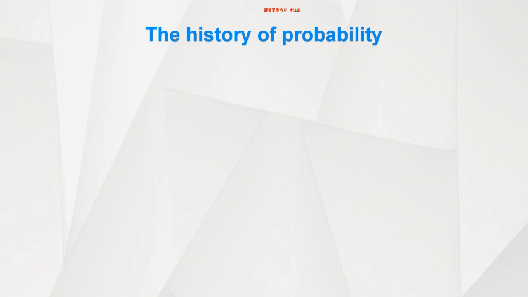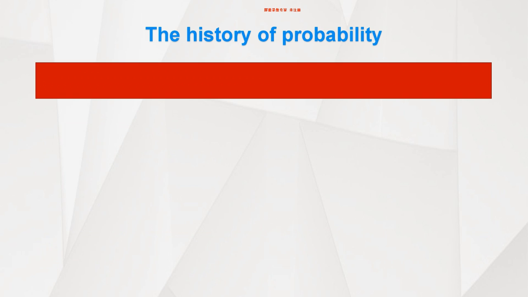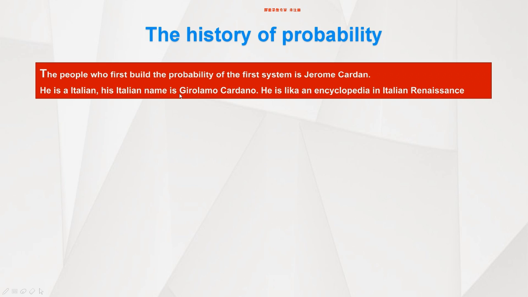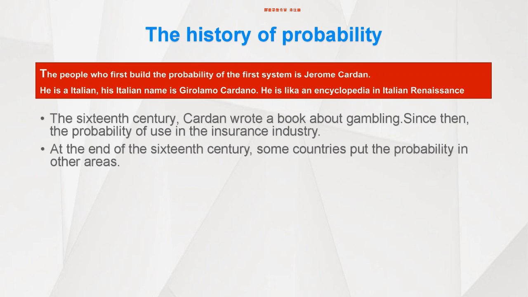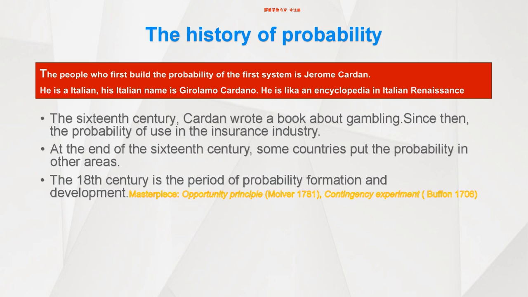Okay, then we will learn about the history of probability. The person who first built the probability system is Jerome Cardan. He's an Italian, and this is his Italian name. He's like an encyclopedia of the Italian Renaissance. In the 16th century, Cardan wrote a book about gambling. As we all know, probability is very important in gambling, and after that, probability came to be used in the insurance industry. At the end of the 16th century, some countries applied probability in other areas, and the 18th century is the period of probability's formation and development.